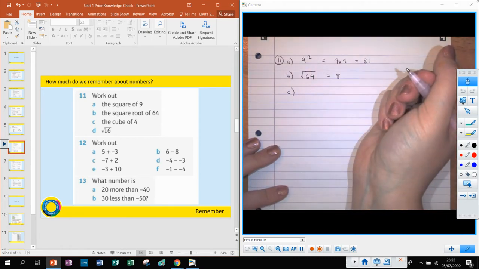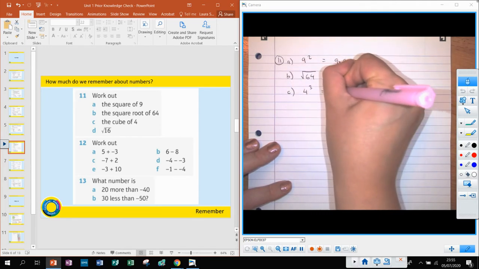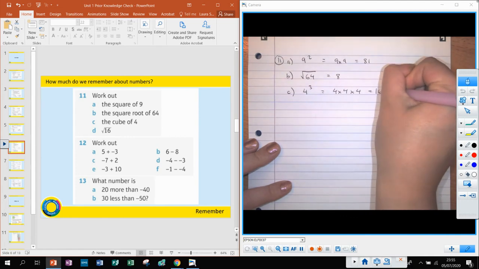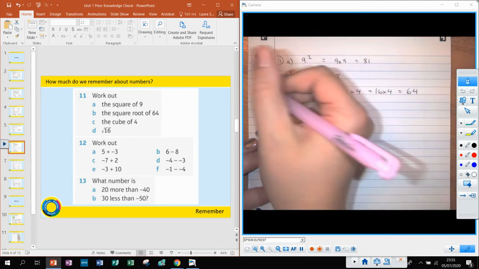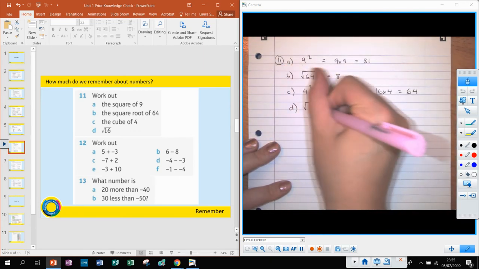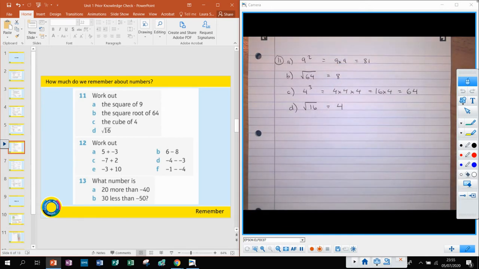Part C, the cube of 4, so they mean 4 cubed, which is 4 times 4 times 4, which is 16 times 4, which gives us 64. Okay, part D, they want the square root of 16, and the square root of 16 is going to be 4, because 4 times 4 equals 16. So I'm hoping that one's okay.